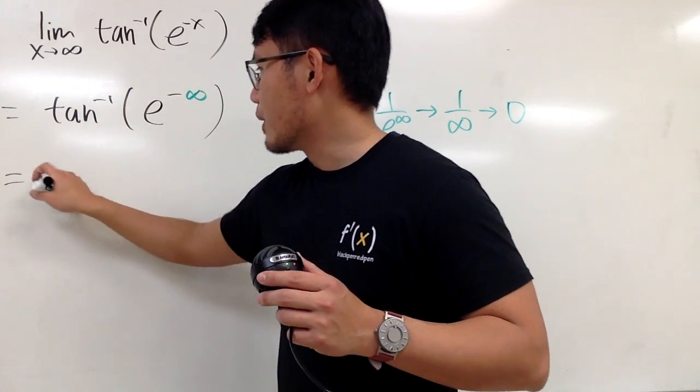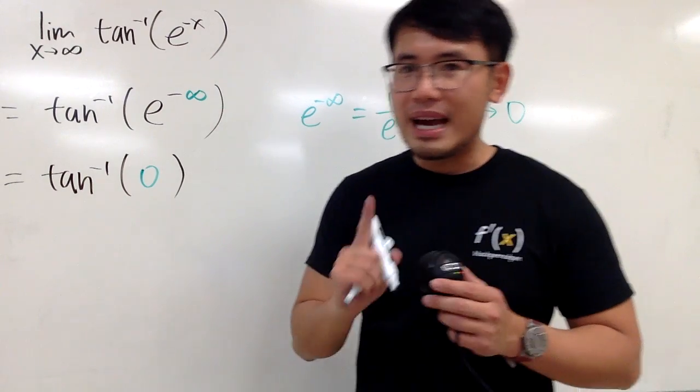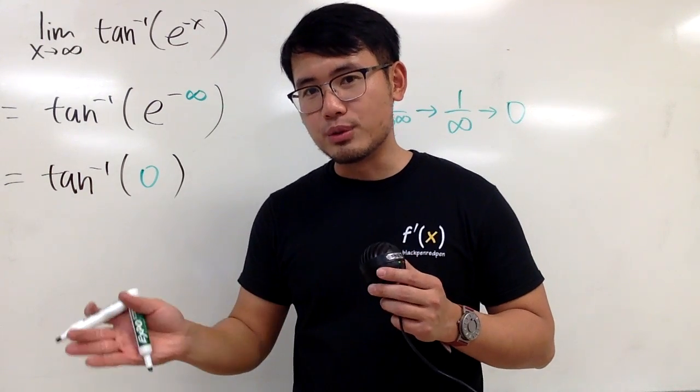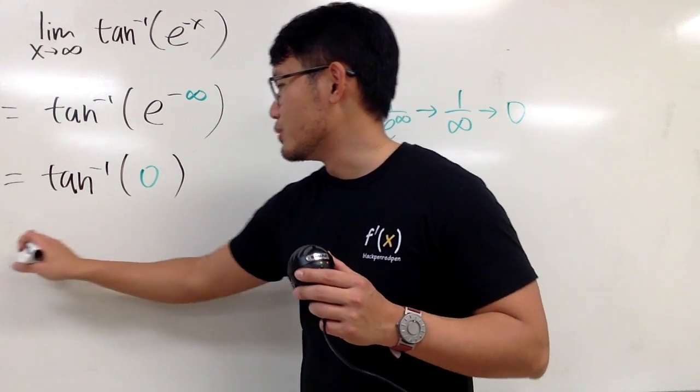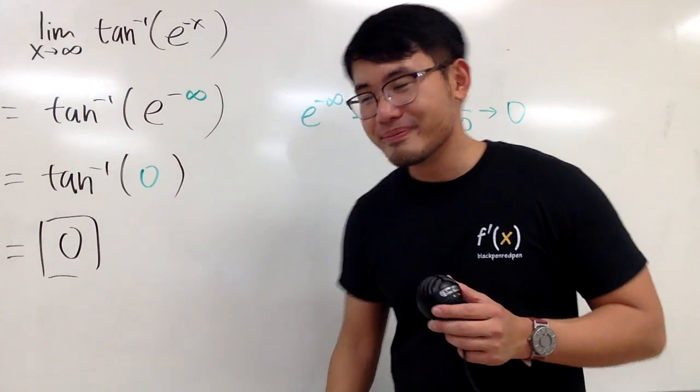In other words, we are just calculating the inverse tangent of 0. And because regular tangent of 0 is 0, that means inverse tangent of 0 is also 0. So this right here is the answer. That's it.